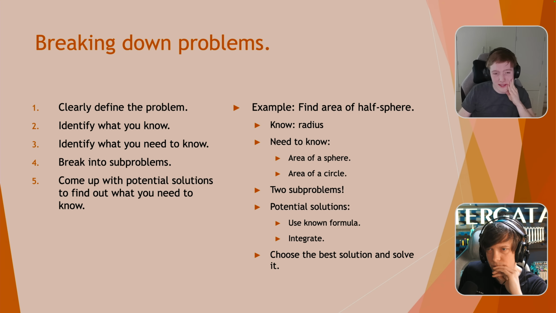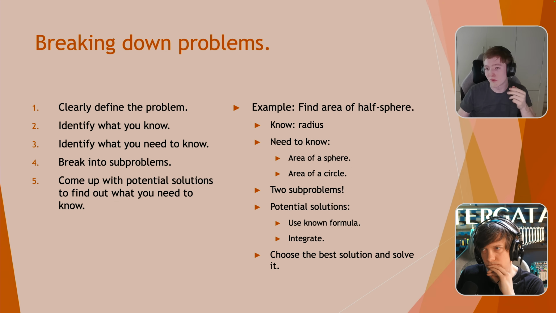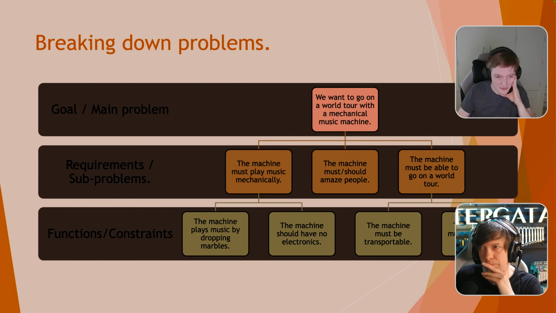This is a bit vague, but in the context of mathematics, a problem could be find the area of a half sphere. You already know the radius of that half sphere, and then you will need to know how to find the area of a sphere and how to find the area of a circle, which are then two subproblems. There are multiple ways to find solutions to the things you need to know, and eventually you choose the best solution using a guideline, for example. This is a bit vague, so I think we should skip this slide and go to the next one, which makes things clearer.